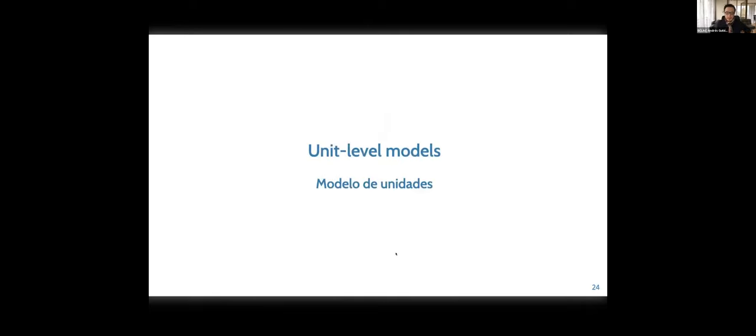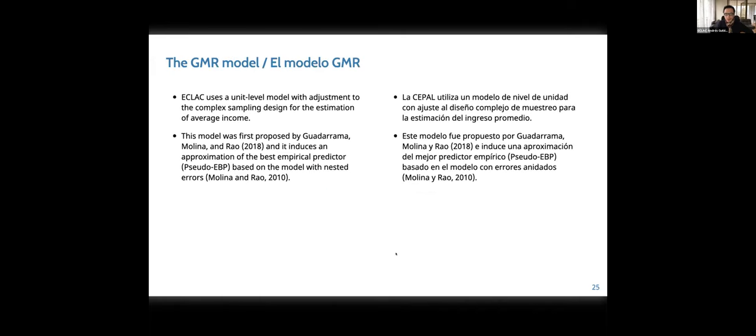But we also perform unit level models. We have studied some unit level models, from the ELL model to the Molina and Rao model. And we finally decided to use this GMR model because we would like to include the complex design in the estimation. So at the end, we explored this approach, and we really like it.